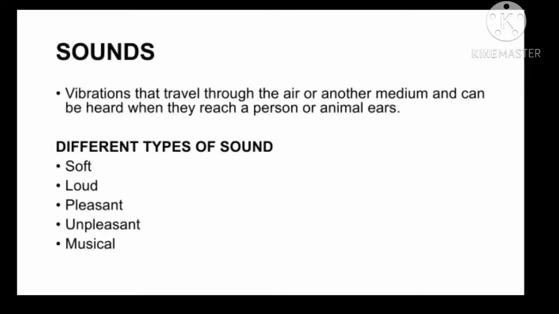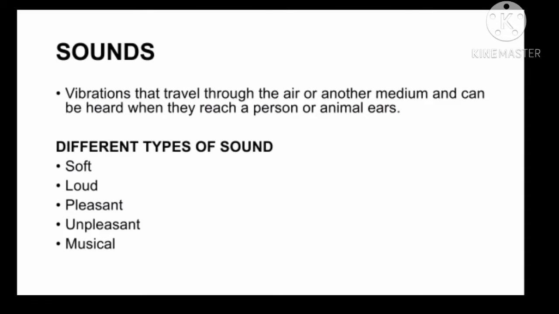All sounds are made through vibrations. When something vibrates, it moves back and forth so fast that our eyes cannot see it, but other parts of our body can sense the vibration, and that is our ears. Sound is produced when something vibrates. The vibrating body causes the medium around it to vibrate.